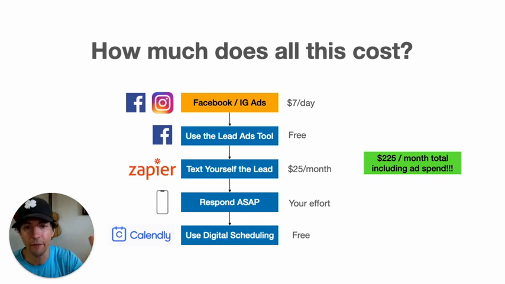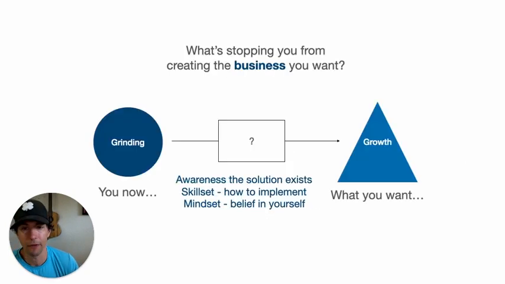I like to start with $7 a day. We run ads. We see if the ads resonate. We see if we're getting leads. Then they come through the lead tool. This is a free tool on Facebook. We can automate the leads going to our systems on Zapier for $25 a month. We respond with our own effort, and we use Calendly, which is a free tool. This whole system costs $225 a month for you to get ads up and running. It's amazing. It's literally so cheap. And depending on what your ad is, it can be extremely profitable. We'll talk about those numbers in a second.